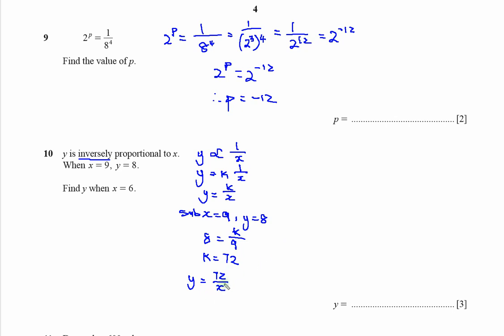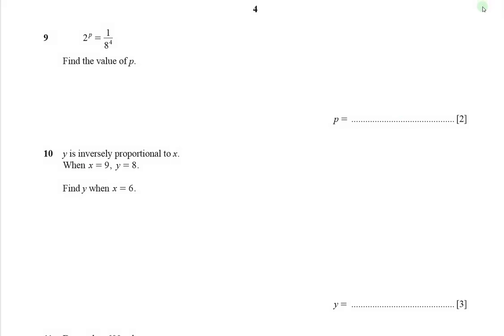Okay, now then answer this question here. When x equal to 6, what is the y value? So you substitute x equal to 6, so your y becomes 72 over 6. This becomes 12. Okay, so this is your answer. Okay, now let's move to the next one.